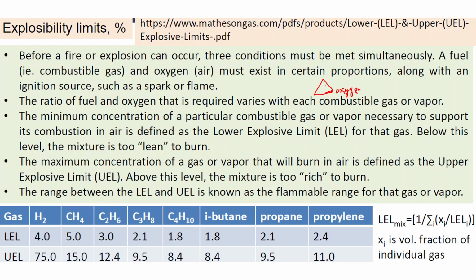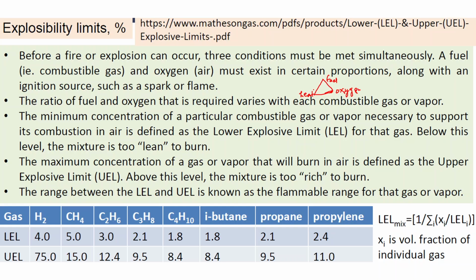The basic requirement is that it should have appropriate oxygen. Then a fuel is required and a heating source is required. If any single one of them is missing, then the combustion or burning will not begin. So the explosibility limit means that if we have an over-the-limit or under-the-limit amount of fuel, then it will not burn. If we have excess oxygen or excess fuel, then proper combustion will not occur.